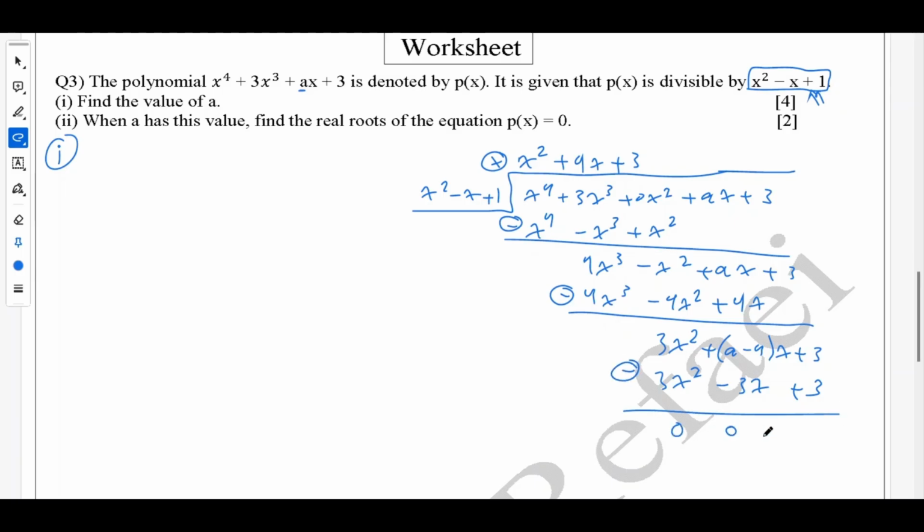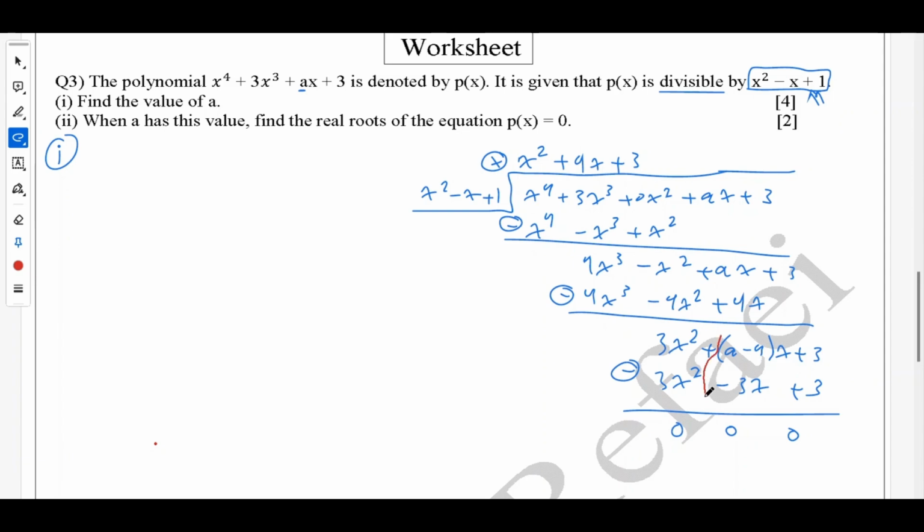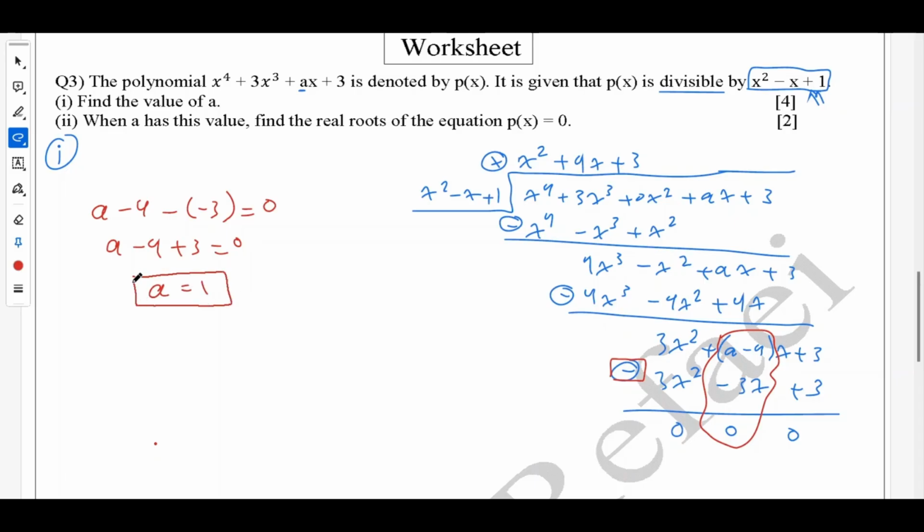Minus 0, 0, 0, because they already told me that it's divisible by x squared minus x plus 1. The meaning of divisible is that the remainder is 0. I have to find the value of a. According to this part, I'm going to write a linear equation: a minus 4 minus negative 3 equals 0. A minus 4 plus 3 equals 0, so a equals 1. Excellent. So I found the value of a.